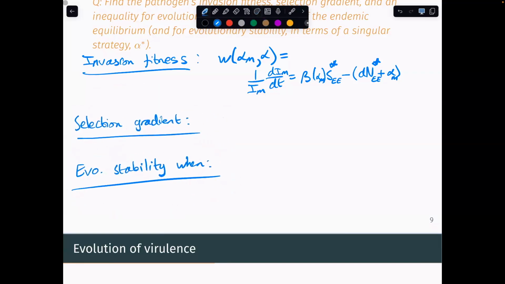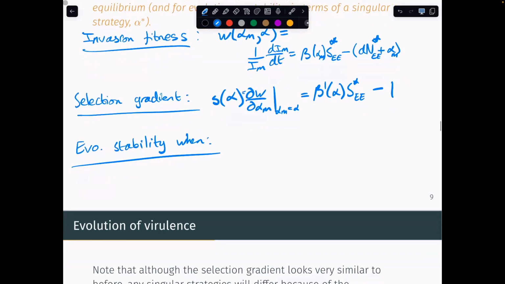That's our invasion fitness. Our selection gradient, I refer to this as little s here, just to distinguish it from big S. This is going to be our derivative of invasion fitness with respect to alpha M, and then evaluated at alpha. This is going to be therefore beta prime of alpha times S star EE minus 1. So this dN star drops out. The second term is linear in alpha M, therefore we just end up with a minus 1.